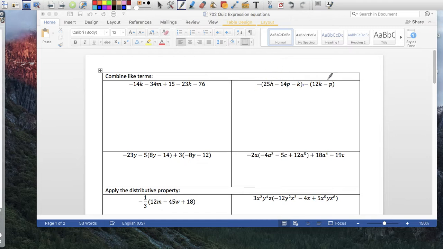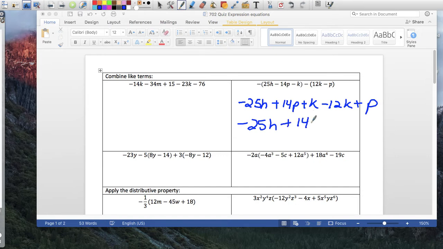Next one, I have to remove the parentheses. So pretend there's a 1 there. Remember, if it's negative, everything that's inside comes out as the opposite, right? Plus 14p plus k. Same thing with this second one. It's going to be negative 12k plus p. Combine, I will rearrange it. No h's, okay. Any p's? Yes, there's a 14p plus a p.